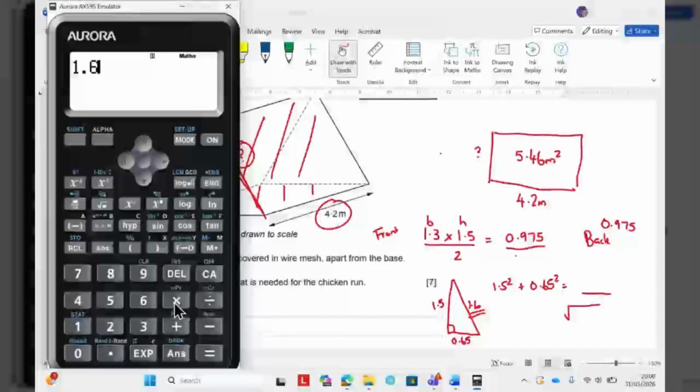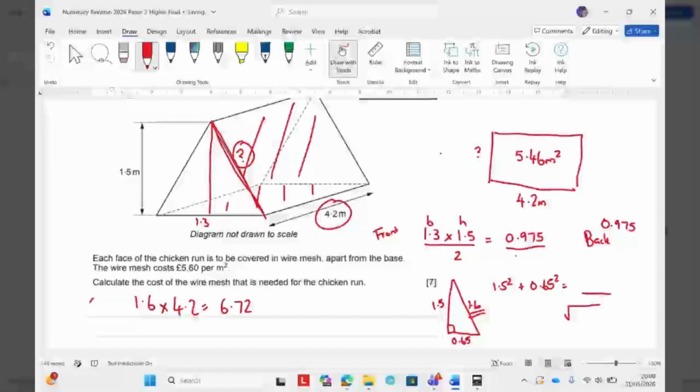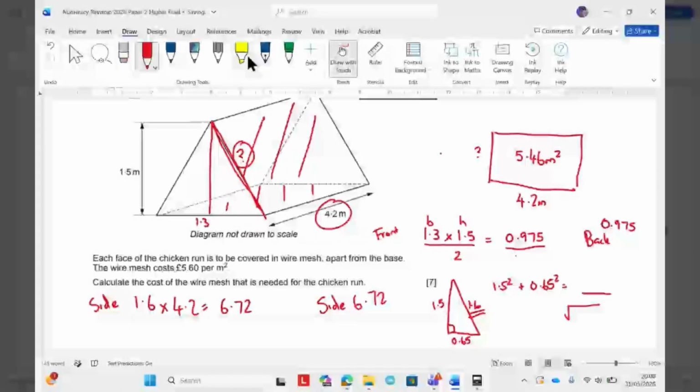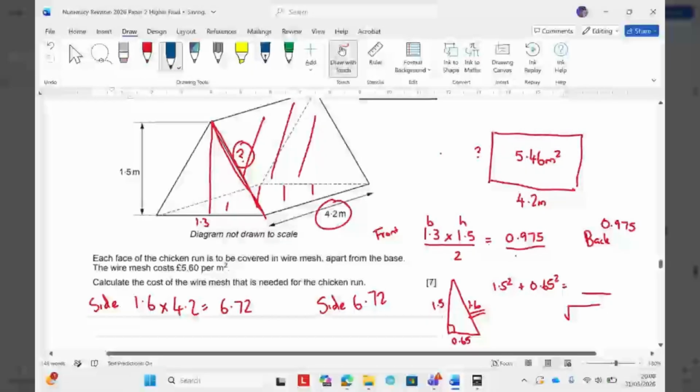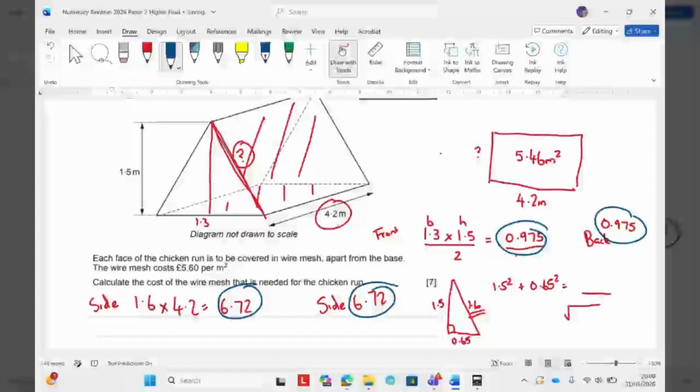1.6 times 4.2, which is what? 6.72, lovely. Again, double it because that's one of the sides, and then the other side is also 6.72. And now we need to add our four areas together. The front, the back, the side, and the other side need to be all added together to get the total surface area.